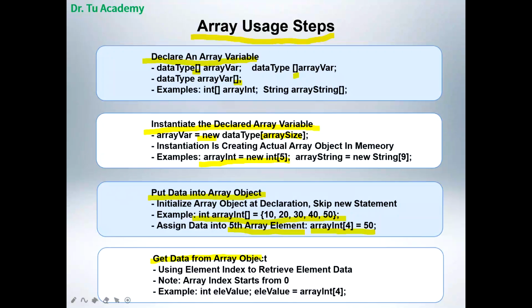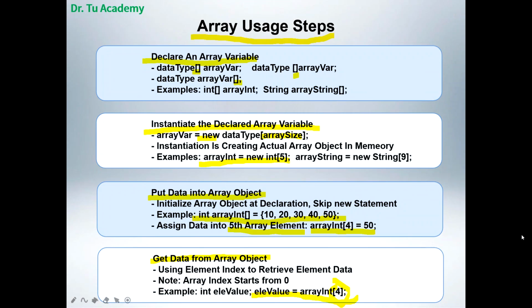How to get data from an array object? Similar. If we want to get the fifth element data into the variable value, you put the element index 4 here.